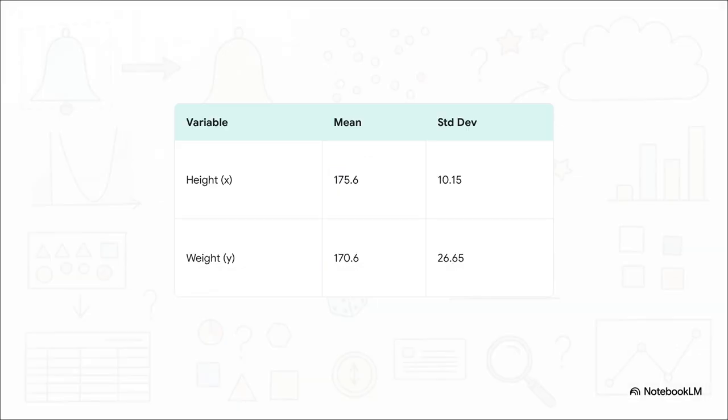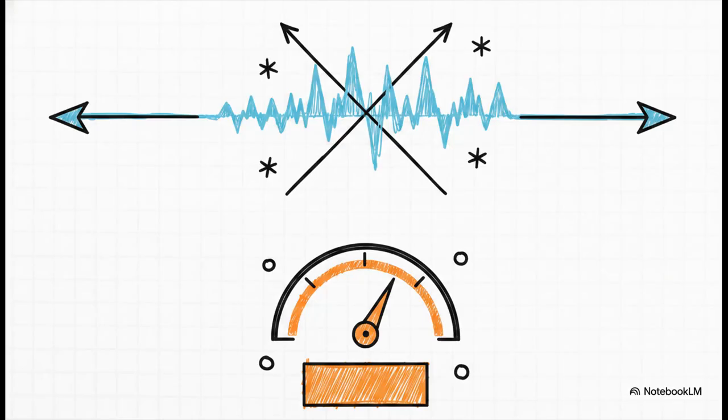Let's put some real numbers to this and look at another way to measure how variables move together. This is called covariance. Using some real data from our source material, like this specific height and weight data here, we can see the mean height is roughly 175.6 and the mean weight is about 170.6. When we calculate how these variables vary together, we get a covariance of 260.26. It's a positive number, so that simply tells us that taller people tend to be heavier. But there is a huge, glaring problem with raw covariance.